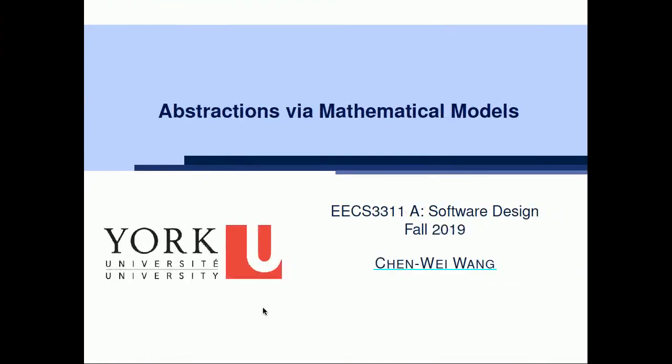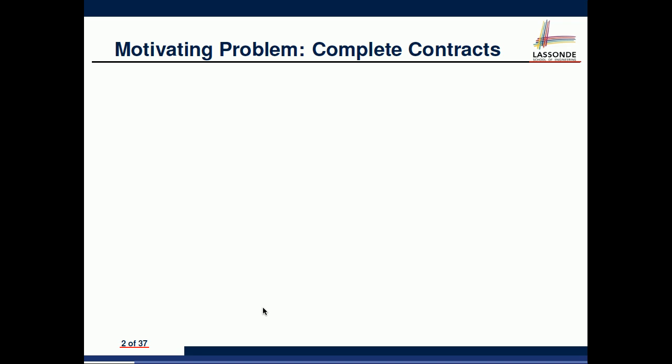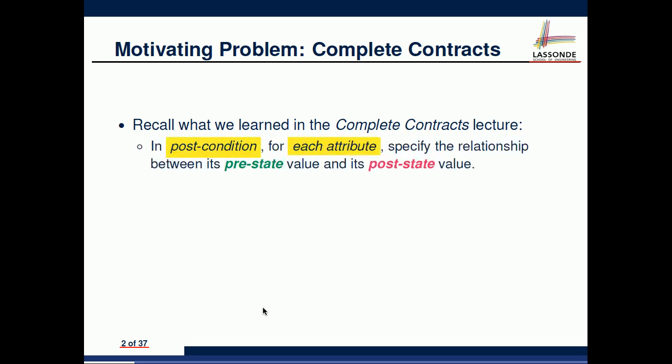Okay, so about math models, before we do that, again, we do a motivating problem. Try to solve the problem, and then we can see how math models can help. Remember we talked about complete postconditions before the reading week. We said that in the postcondition, you should really try to address every attribute, and say how you relate the pre-state and post-state. That's what we talked about.